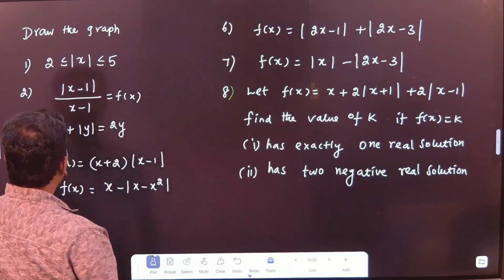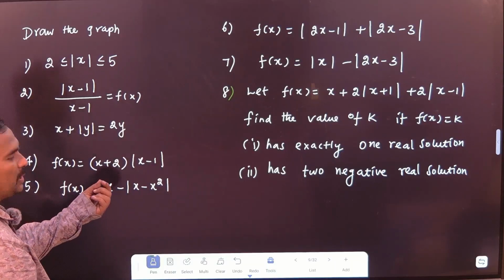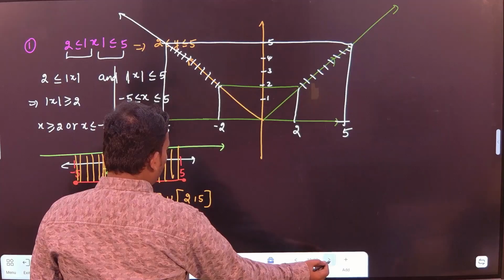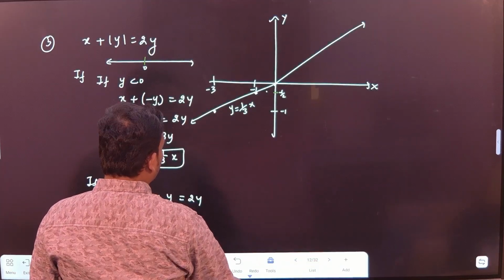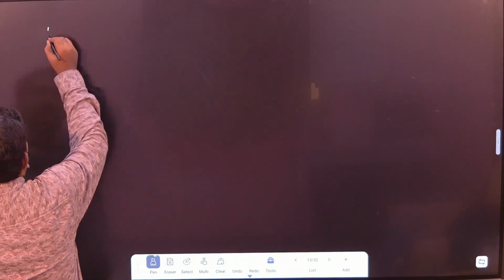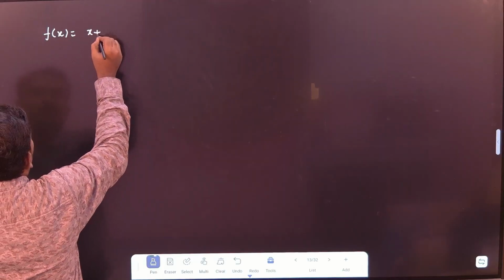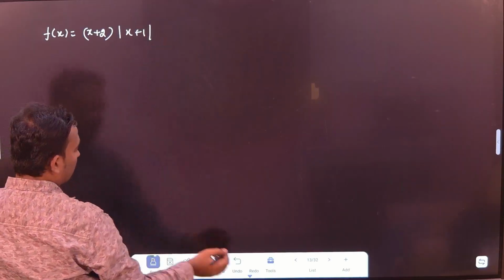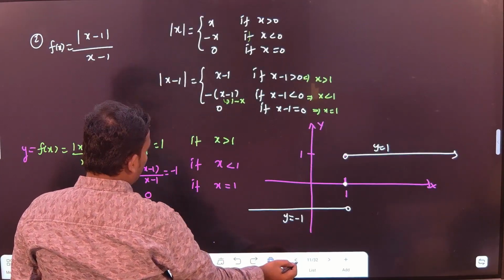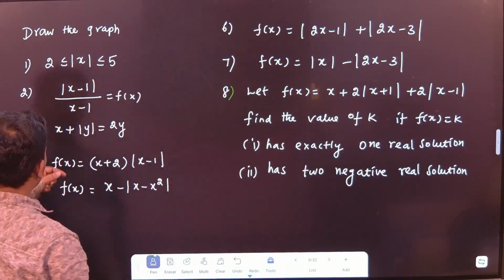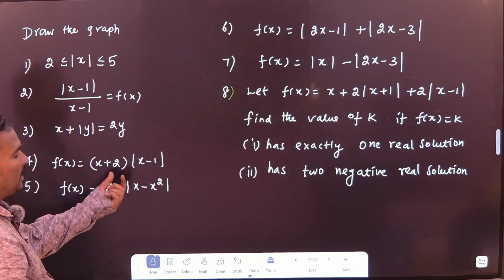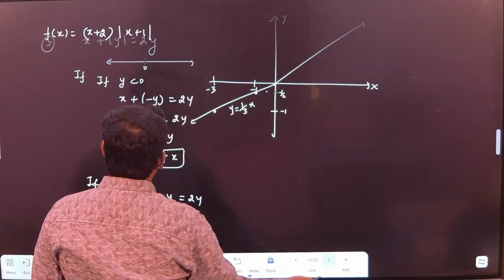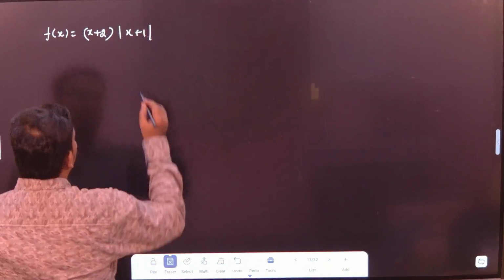F of x equal to x plus 2 into mod x minus 1. Clear? Check it once quickly. So what is that? x plus 2 into mod x minus 1, right? x plus 2 into mod x minus 1, this one x minus 1.